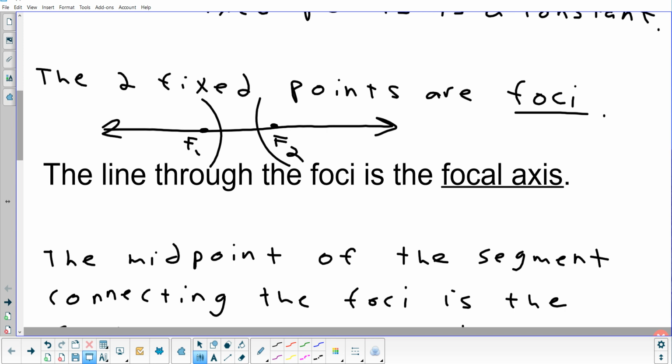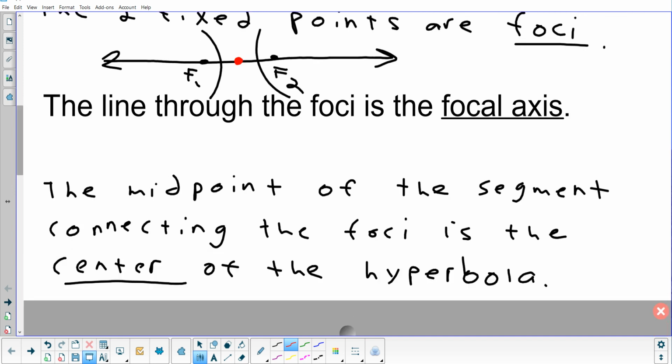If you look at F1 and F2 and you find the midpoint between those two, you get a point about right there. Anyone have a guess what you would call the name of that midpoint between the two foci? The center. Yep, that's the center. That's exactly the same definition of center for a hyperbola as for an ellipse. So it's the midpoint between the foci.